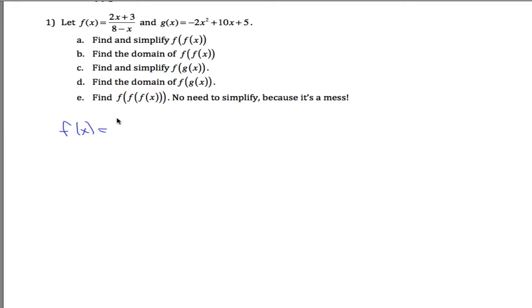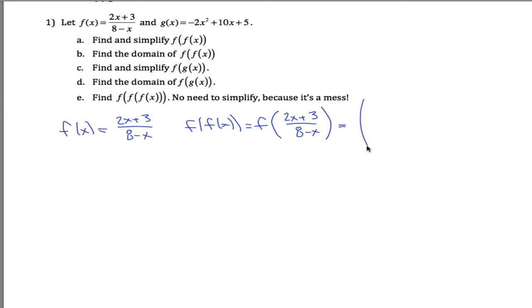Well, f of x is 2x plus 3 over 8 minus x. So f of f of x would be f of that thing. I just figured out f of x was 2x plus 3 over 8 minus x. So what I have to do to figure out f of f of x is figure out what f is of this thing right here. The way you do that is you take your function f of x, and everywhere you see an x, you replace it with this mess.